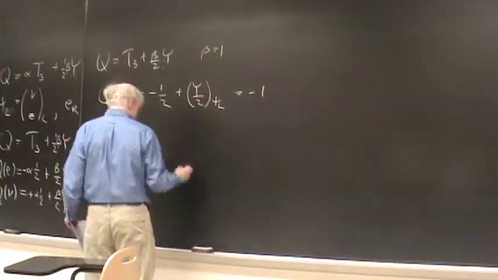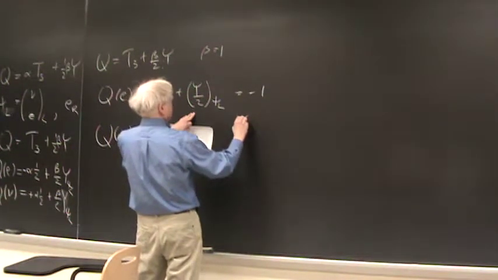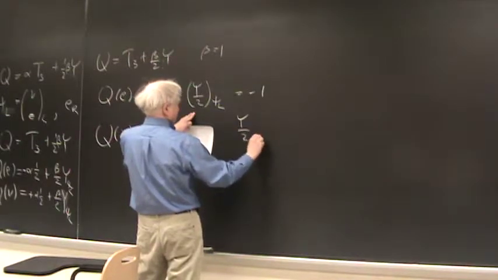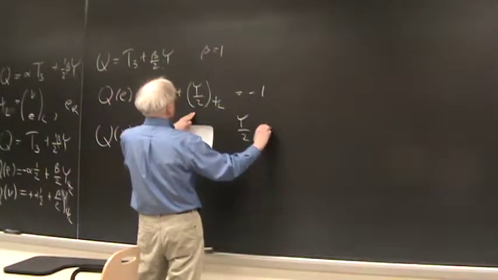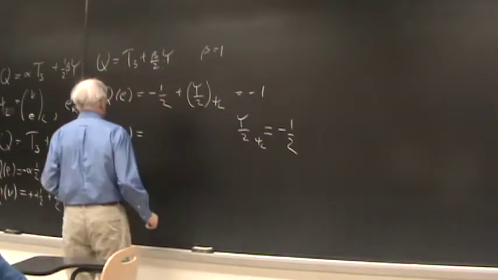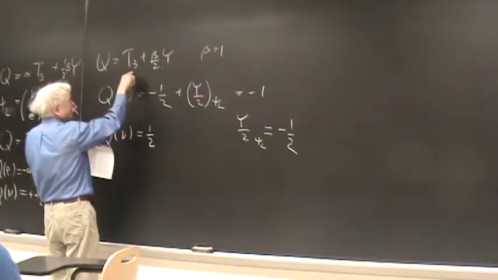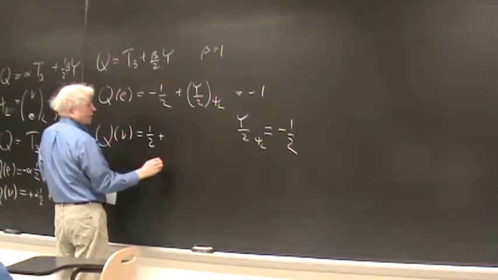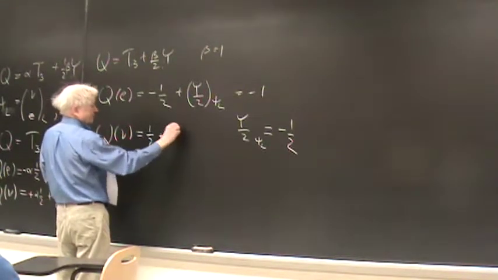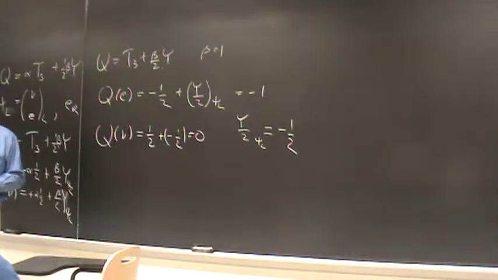So what we do is this is then y over 2 for psi L is equal to minus a half. Now let's see if this works. Well, this is 1 half plus y over 2. But y over 2 is minus 1 half, so we get 0. So it's consistent. All right. So there's a glimmer of truth in this.